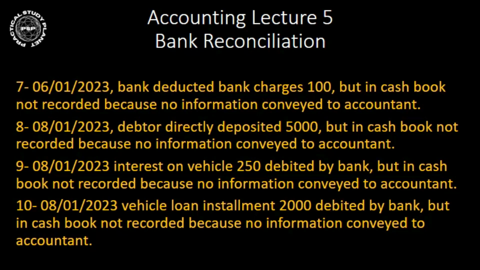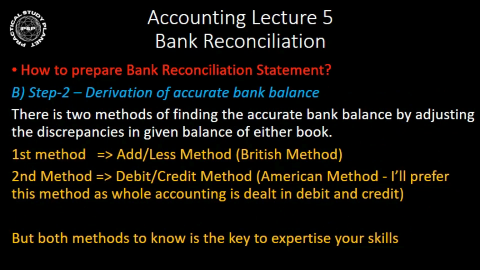So the 10th discrepancy is there. On the same day, 8th Jan, vehicle loan installment 2000 debited by the bank but in the cash book not recorded because no information was conveyed to the accountant. So these are the 10 discrepancies found between the bank statement and the cash book. So now we are going to resolve these discrepancies through the bank statement.